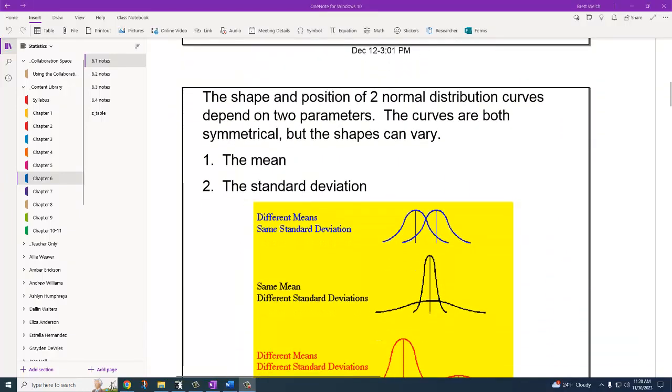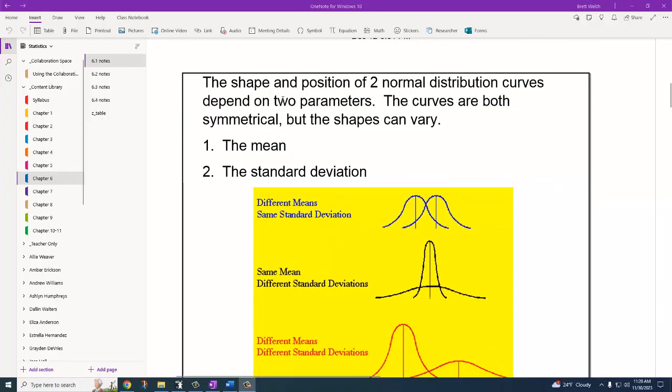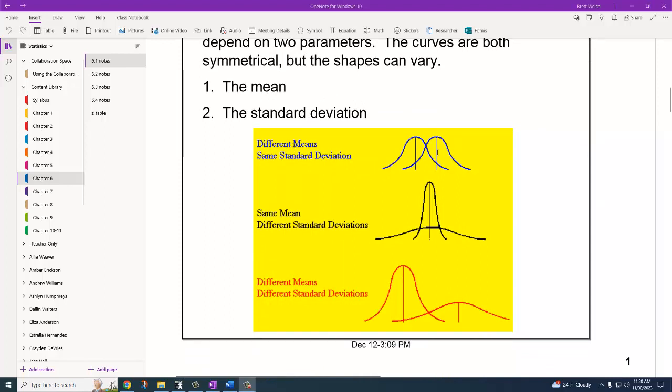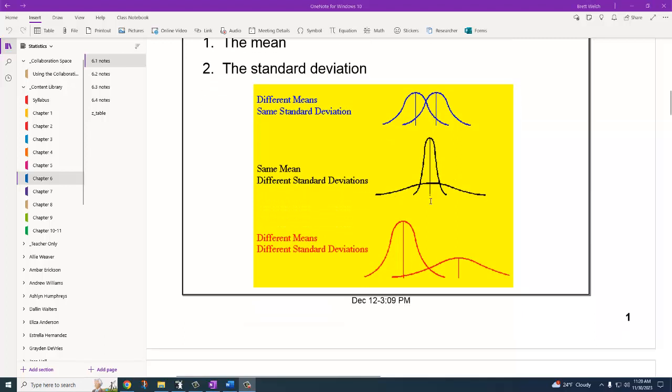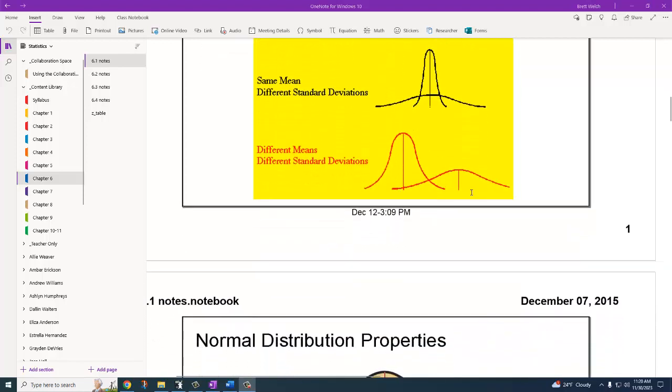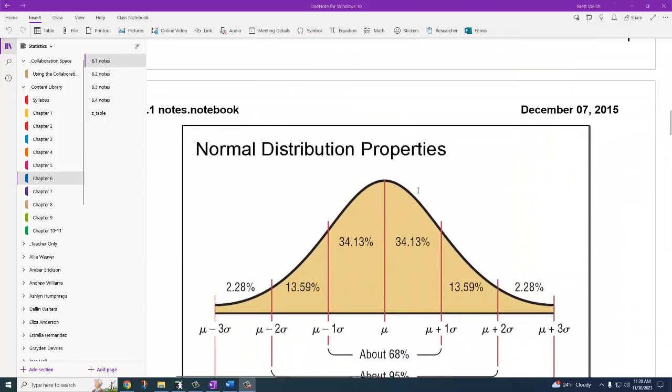All right, the normal distribution doesn't always look identical. It depends on two characteristics or parameters. We talk about the mean and the standard deviation. Here you can see two normal bell curves that have different means will have different high points, whereas they could have the same mean but different standard deviations. The standard deviation creates flatness to the curve. And obviously if they're both different, then you're going to see two totally different curves.